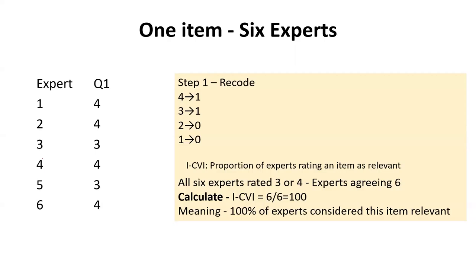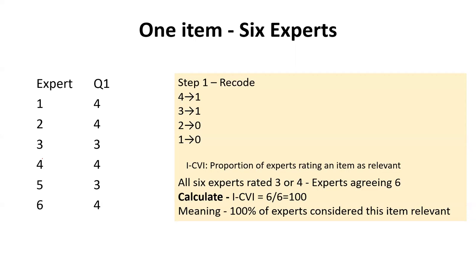I am going to recode each of these into a binary code of relevant or not relevant. So relevant is 1, not relevant is 0. So 4 becomes 1, 3 becomes 1, and a score of 2 or 1 becomes 0. So for question number 1, what happens? All the experts have scored 4 or 3, so all of these become 1. So the total for question number 1 is 6.